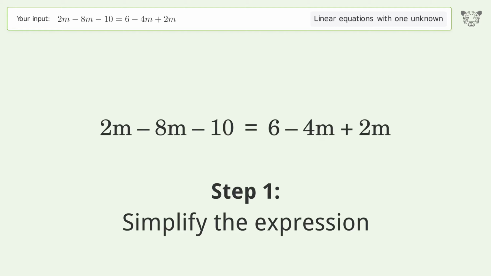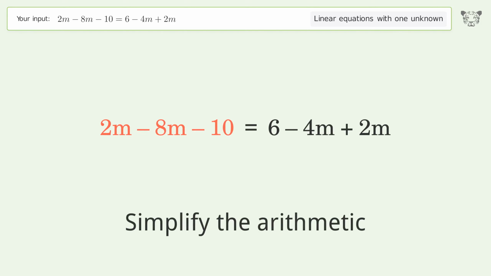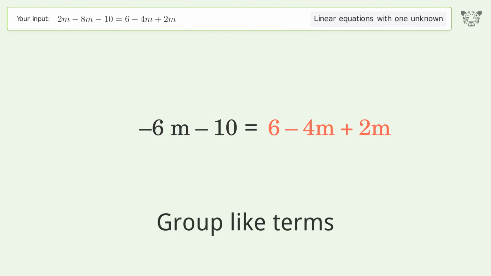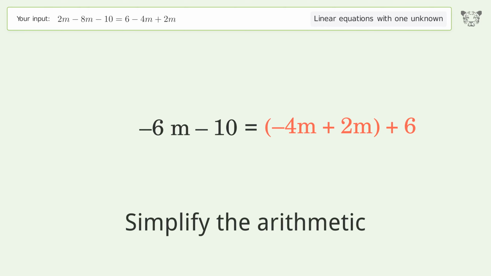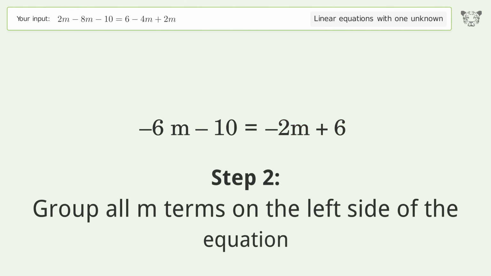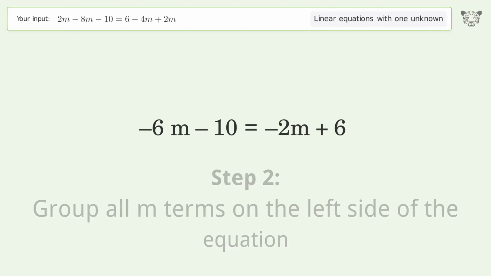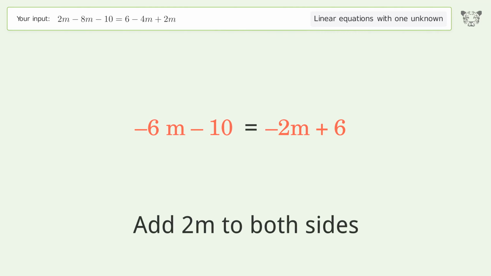Simplify the expression. Simplify the arithmetic. Group like terms. Simplify the arithmetic. Group all m terms on the left side of the equation. Add 2m to both sides.